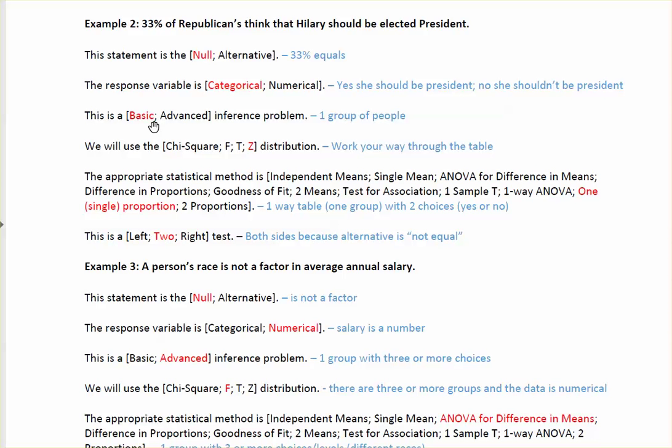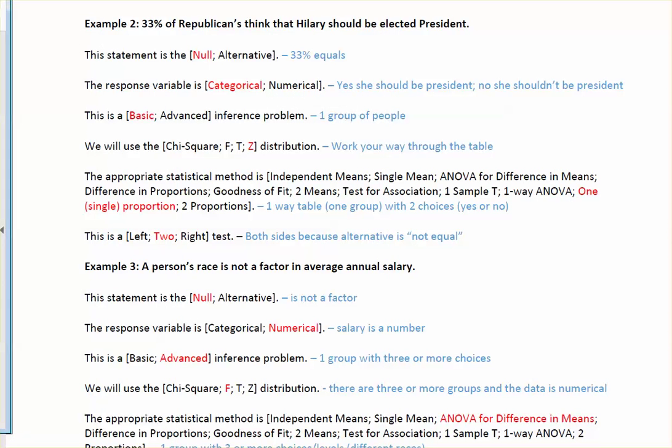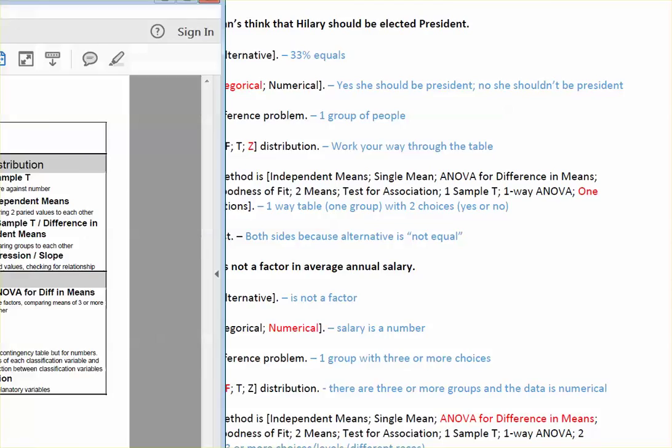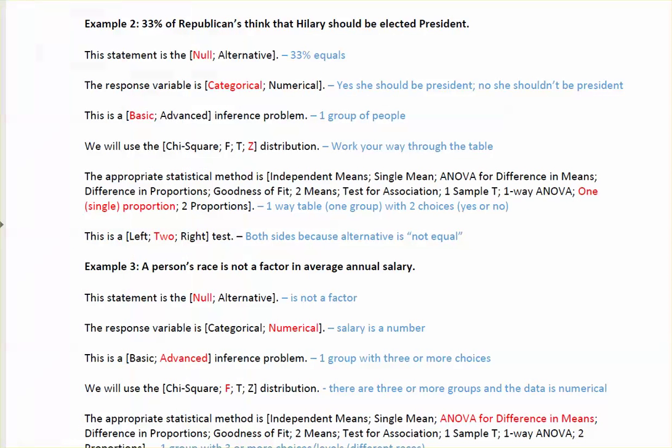Whether this is basic or advanced: how many groups do we have? We just have one group, so it is basic. We just asked one group of people, what do you think, yes or no? So what kind of test? We work through the table. We know it's categorical because it's a yes or no. We know it's basic because it's one group. So we know it's the Z normal distribution. So there's our Z distribution.